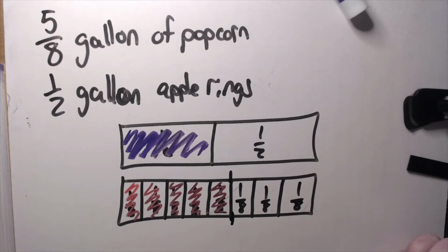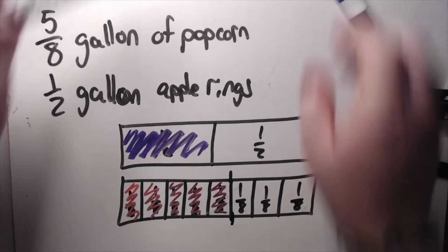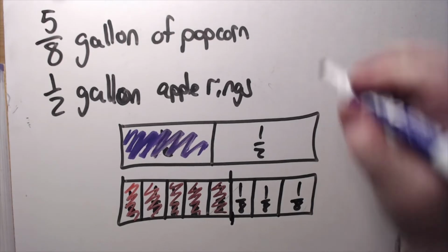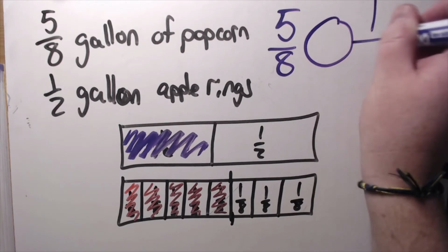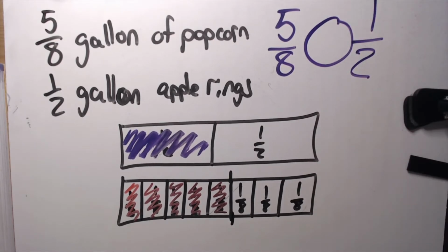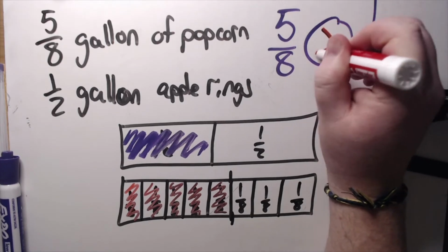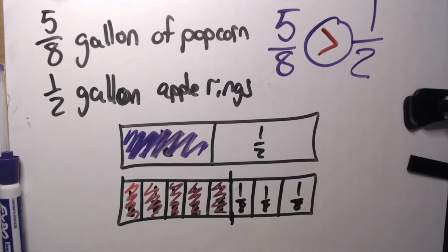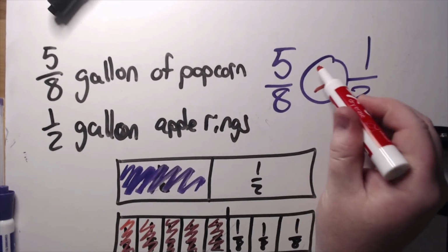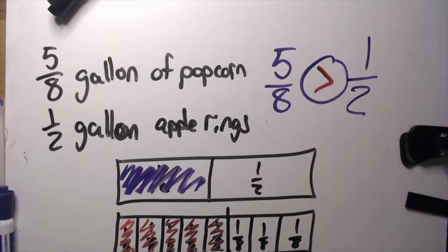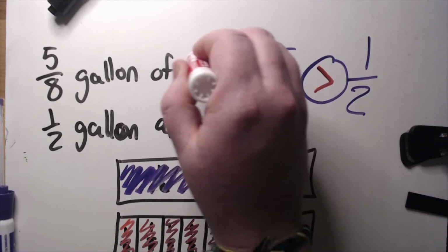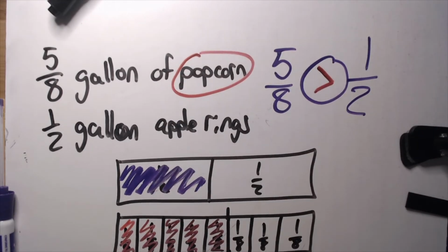Well, in figuring out which one we had more of, we're doing a comparison problem. So the problem would look like this: 5/8 compared to 1/2. And the answer to the question would be that 5/8 is greater than 1/2. So again, when a number is greater than, we make the alligator symbol face the bigger number. But to answer the question, David used more popcorn than he did of the dried apple rings.